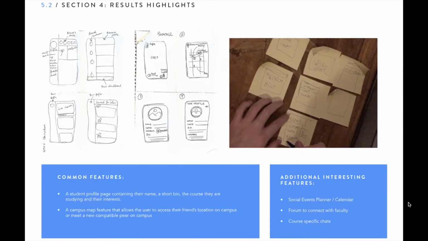For the results, we have common features. Some of them drew that they prefer to have the course they will be studying in the university in this application, which can make them more familiar with the course information. And the second one is the campus map, because most of them may be new students to the university.